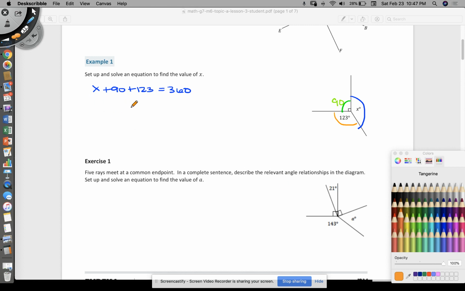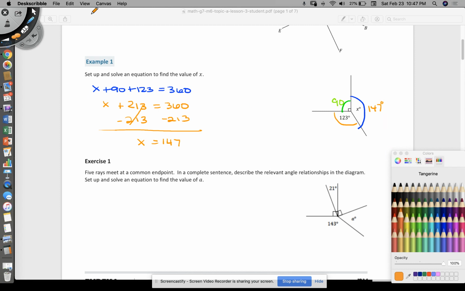I'm going to combine my two numbers there, so I'm going to bring down the X. 90 plus 123 gives me 213 equals 360. So we're going to subtract 213 from both sides. Those cancel, and my X is going to equal 147. So this value over here is 147 degrees. And that's it.